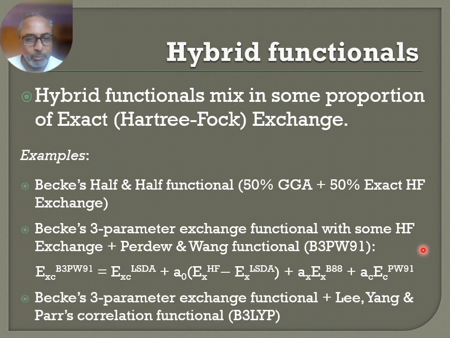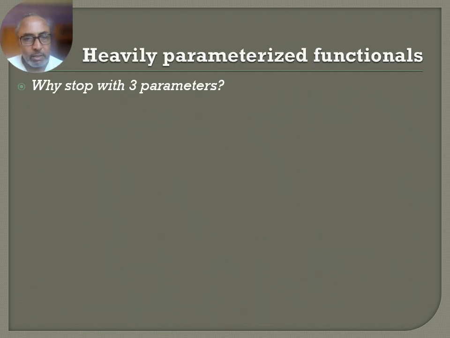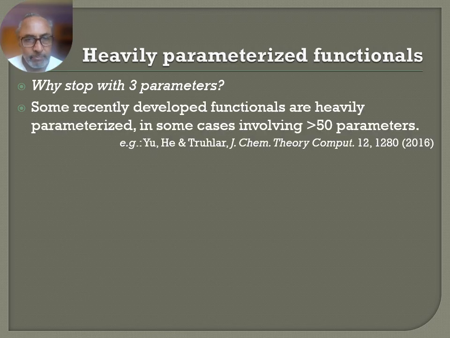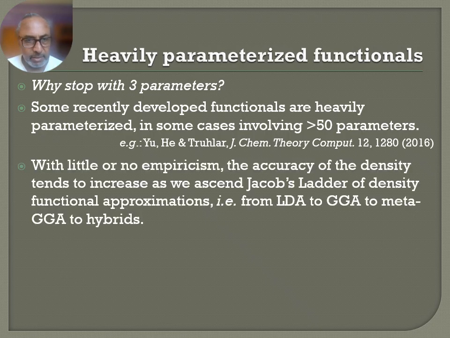The popular B3LYP functional is defined with a similar formula, except that now you mix in the Lee, Yang and Parr's correlation functional instead of the Perdew-Wang correlation functional. Well, as long as we are parametrizing, why stop with just 3 parameters? Some recently developed functionals, such as the Minnesota functionals, are heavily parameterized, in some cases involving more than 50 parameters.